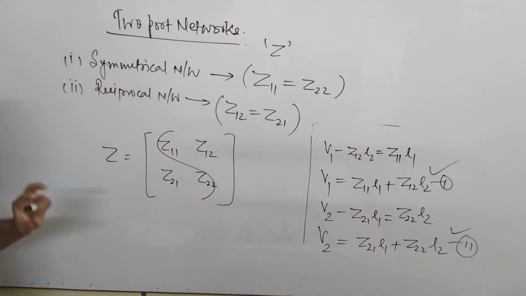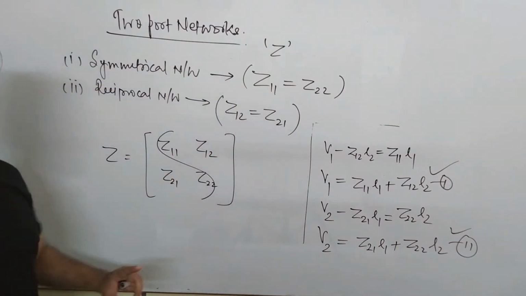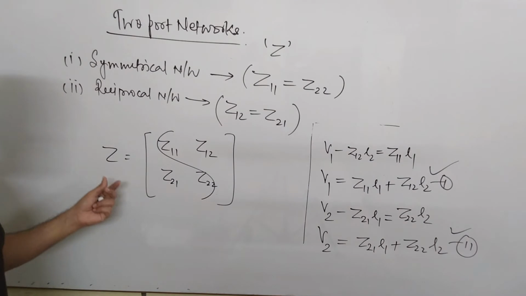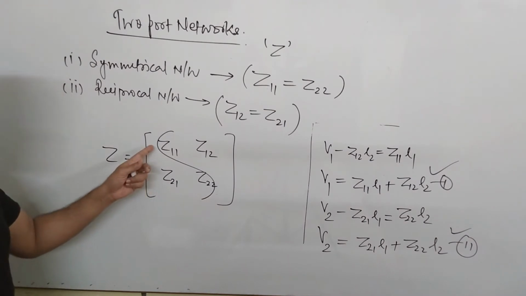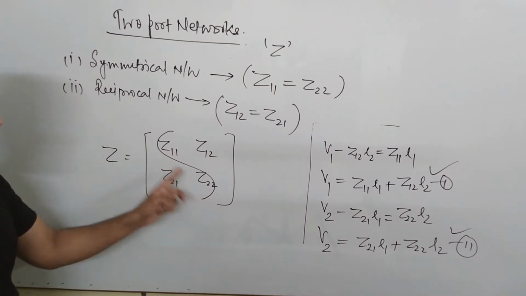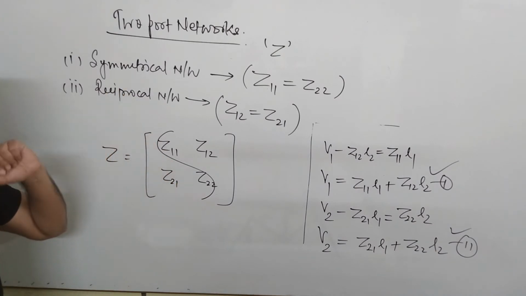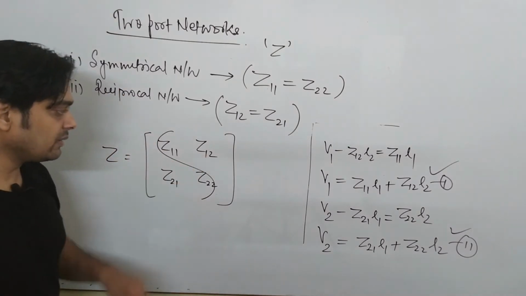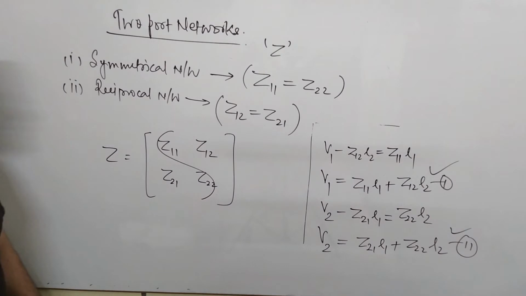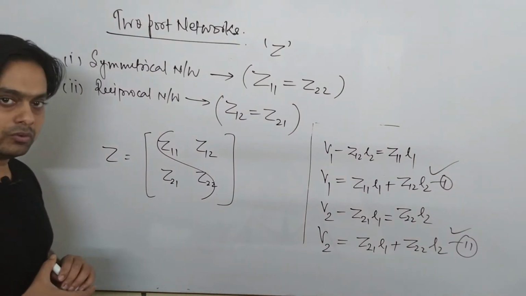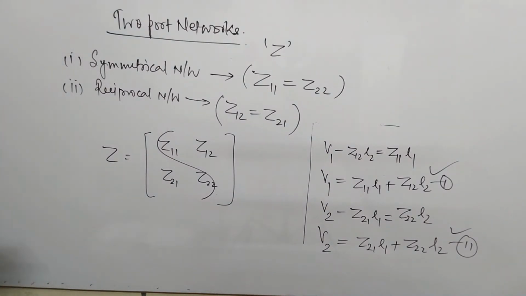Any type of problem may be asked based on these concepts, so the concept is very important. If it is a Z matrix, and these two parameters are equal, then it is referred to as a symmetrical network, and if these two parameters are equal, it is referred to as a reciprocal network. We have already discussed symmetrical and reciprocal networks in my previous sessions. You can go through my previous session and try to understand it. Okay, so this is all about the Z parameter.